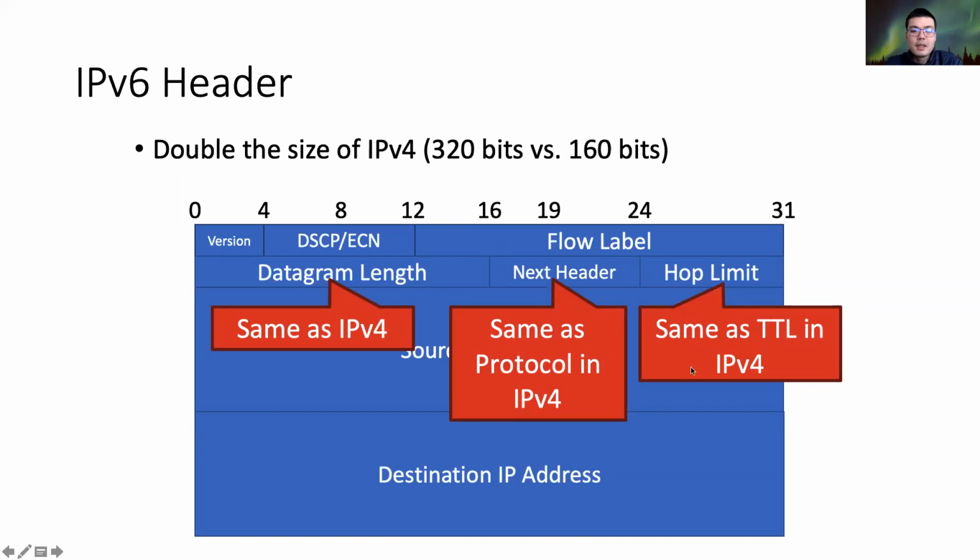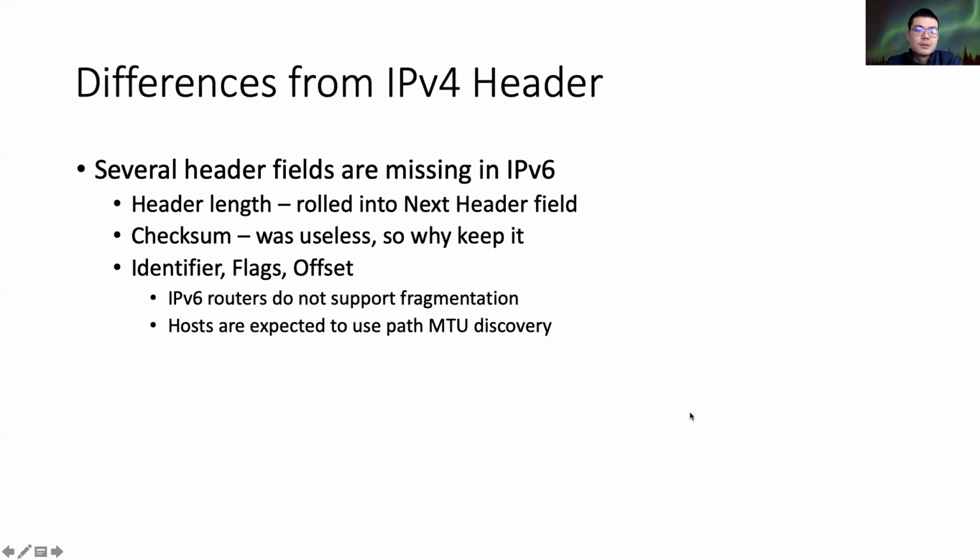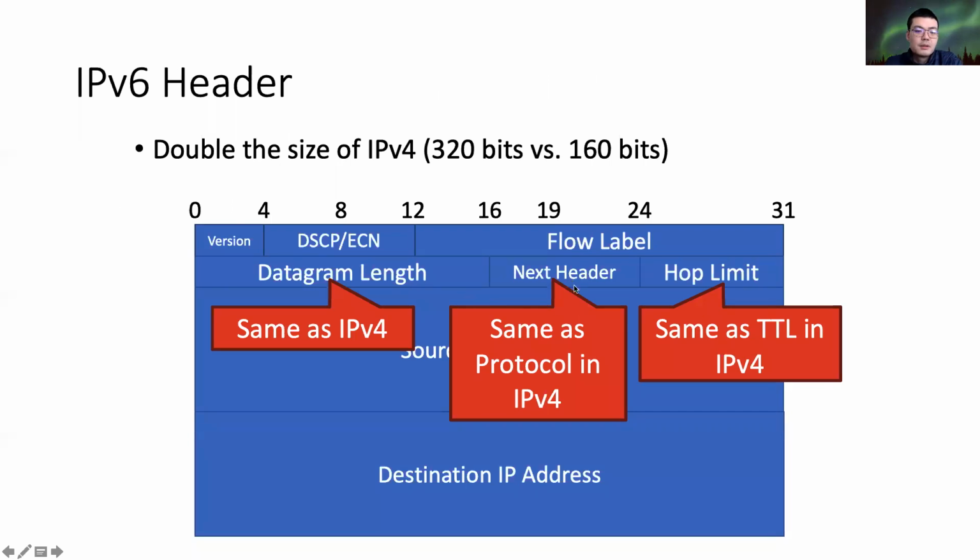And the hop limit is like TTL, right? You can use it for traceroute, and you can use it to avoid looping also. And the differences from the IPv4 header are as follows. Now the header length is gone, right? We roll it into the next header.